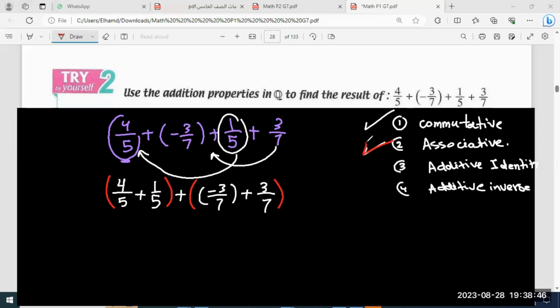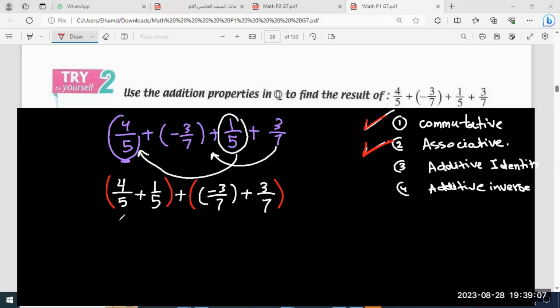So now I used what? Associative. So the first step, I use the commutative to exchange between the rational numbers and bring this next to this and this next to this. This is the first step. And the second step is to make each two rational numbers in one group.